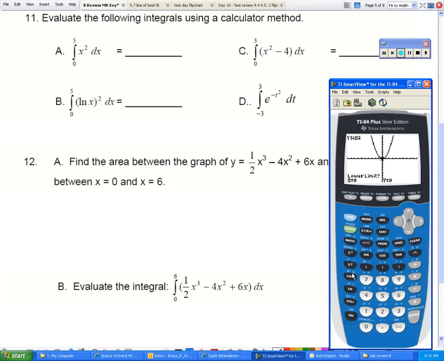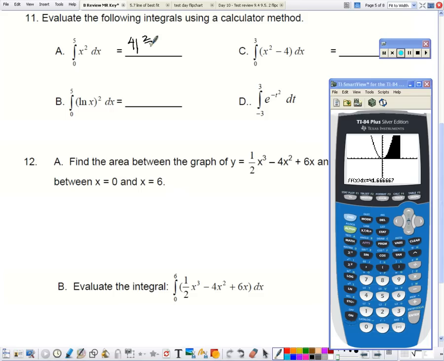I have to set my lower and upper limits. So my lower limit is 0, my upper limit is 5. It's going to shade in the area and tell us that that integral equals 41 2/3.